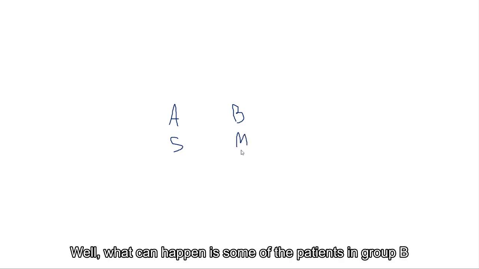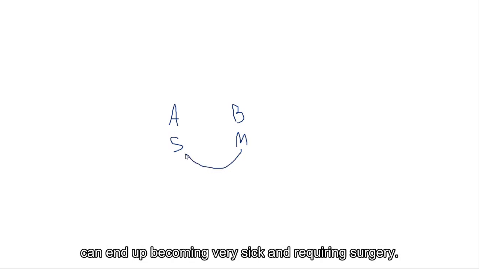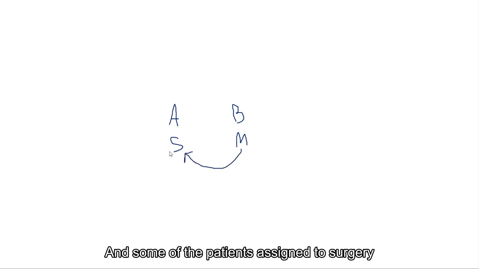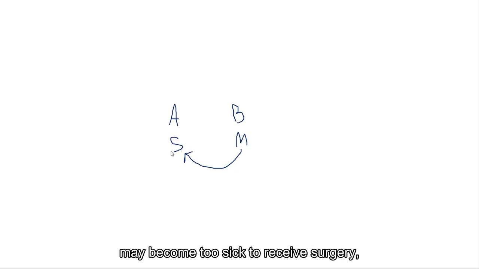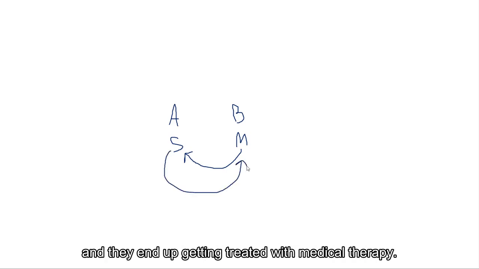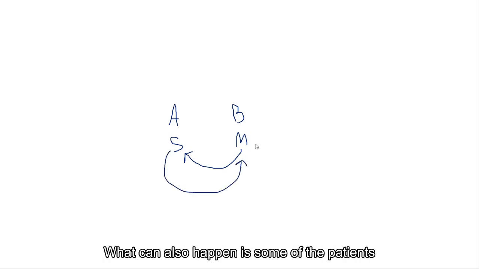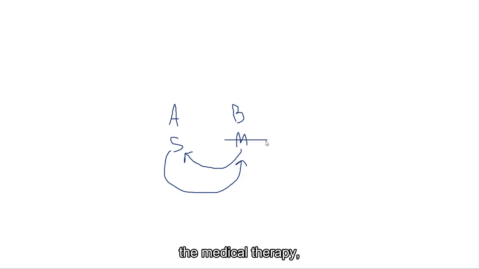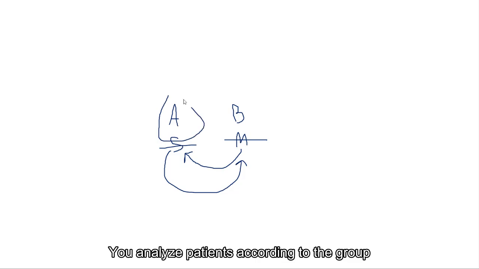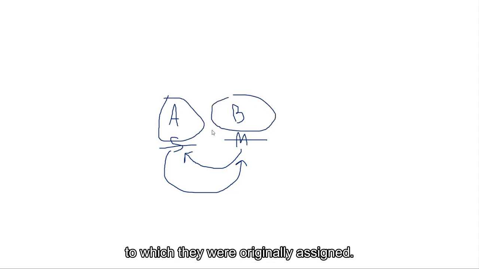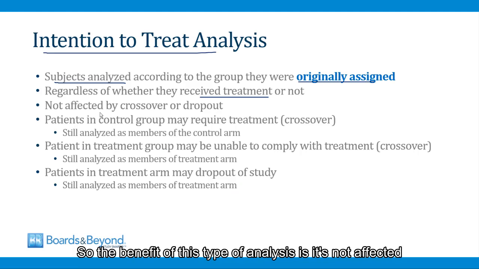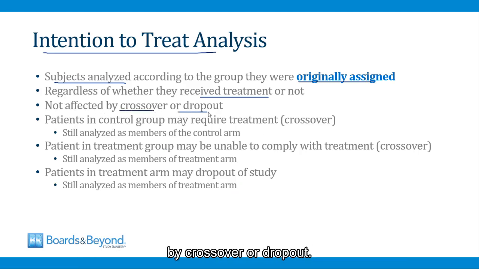Well, what can happen is some of the patients in Group B can end up becoming very sick and requiring surgery, and some of the patients assigned to surgery may become too sick to receive surgery and they end up getting treated with medical therapy. What can also happen is some of the patients in Group B can die and they never receive the medical therapy, or some patients in Group A could die and they never receive surgery. In an intention to treat analysis, none of the loss of patients to death or the crossover matters. You analyze patients according to the group to which they were originally assigned. So the benefit of this type of analysis is it's not affected by crossover or dropout.